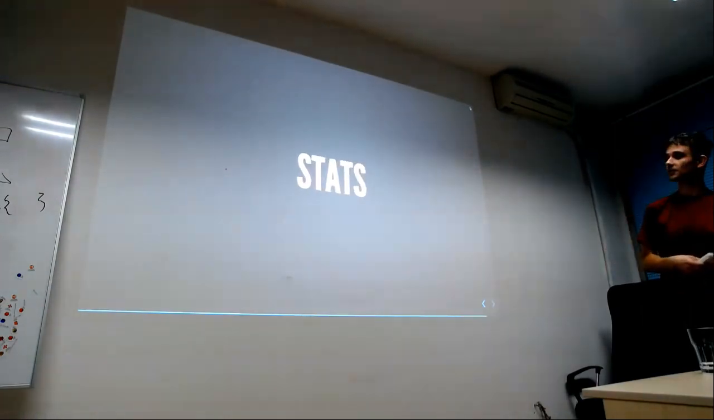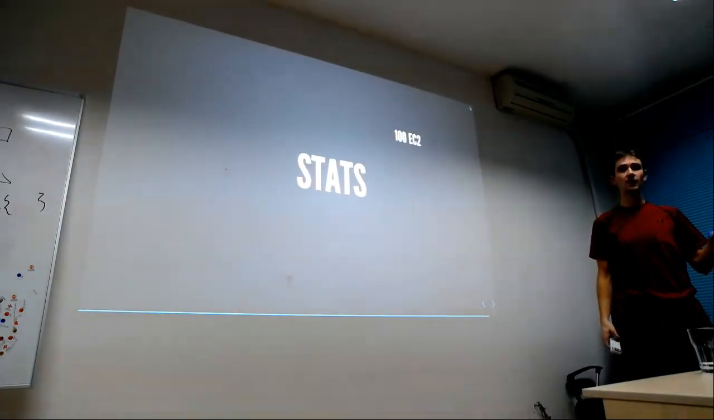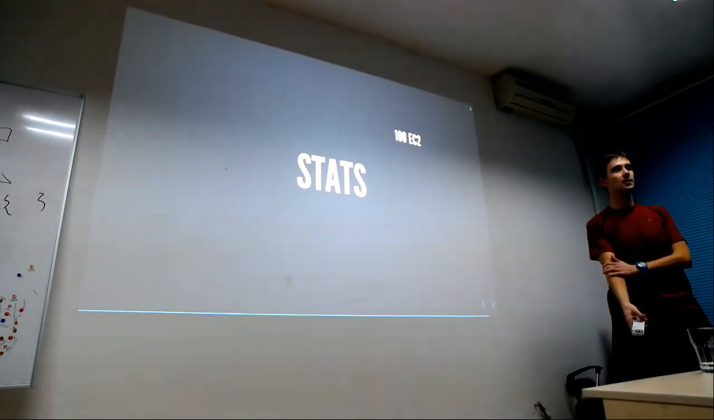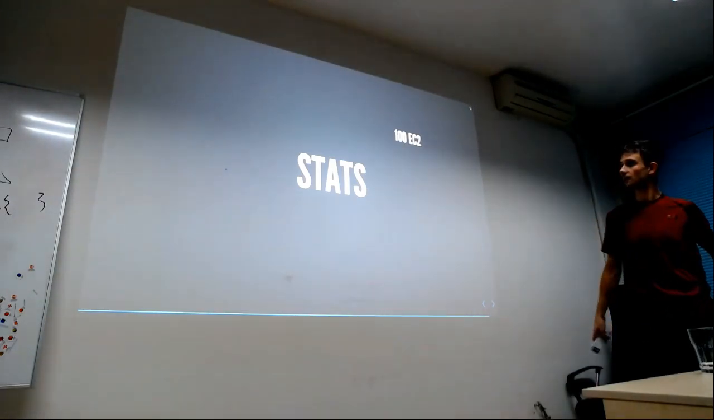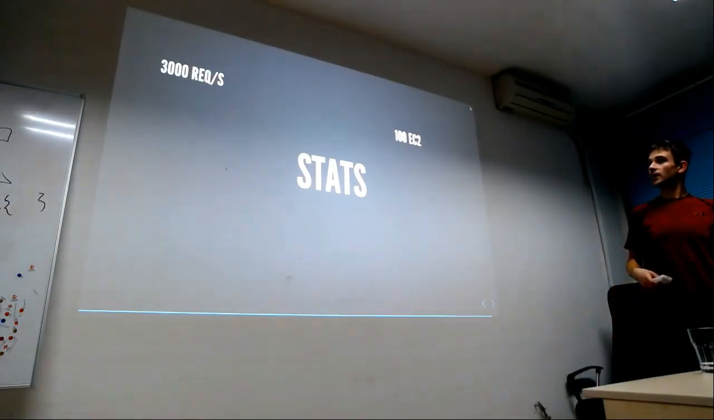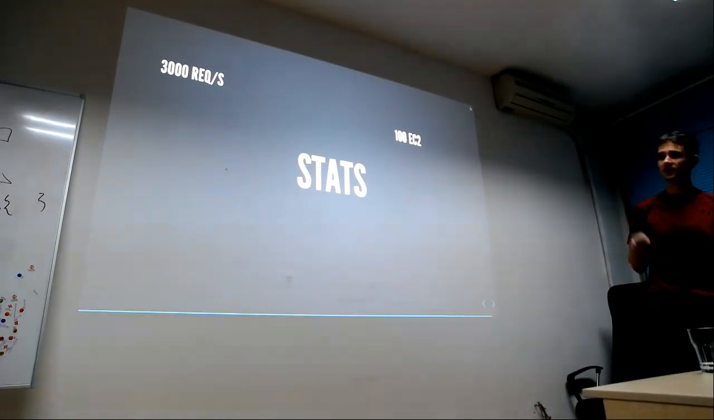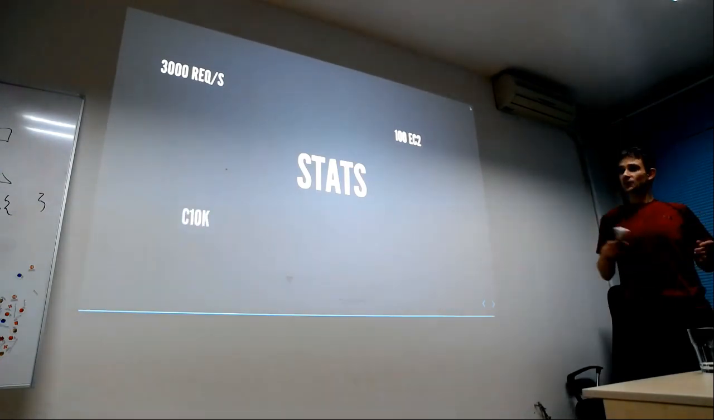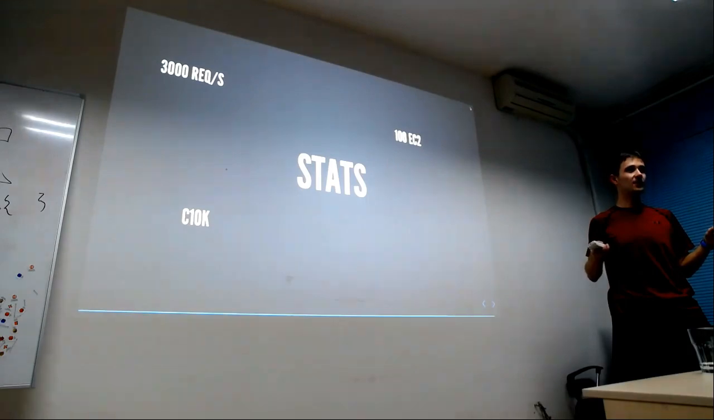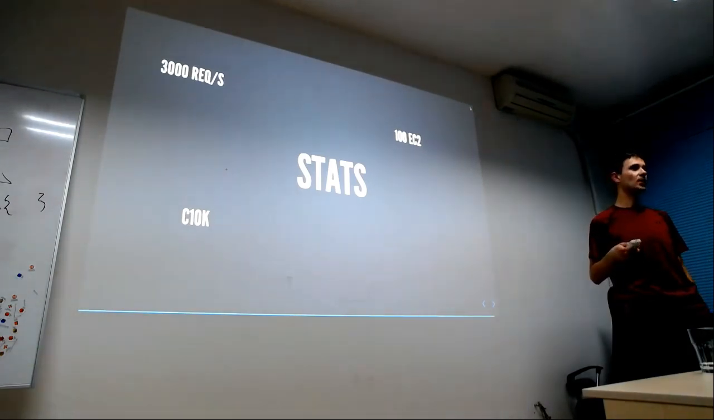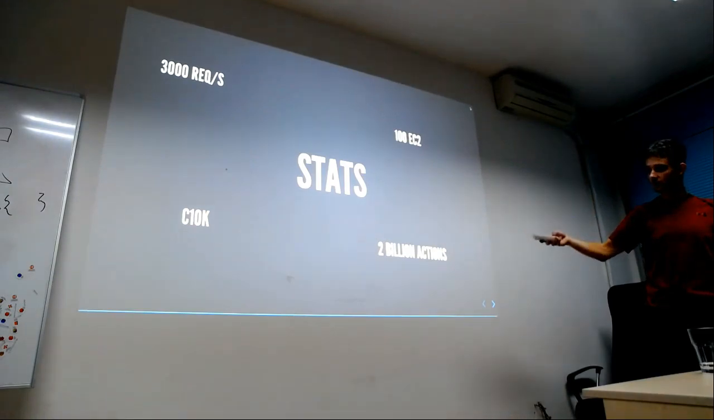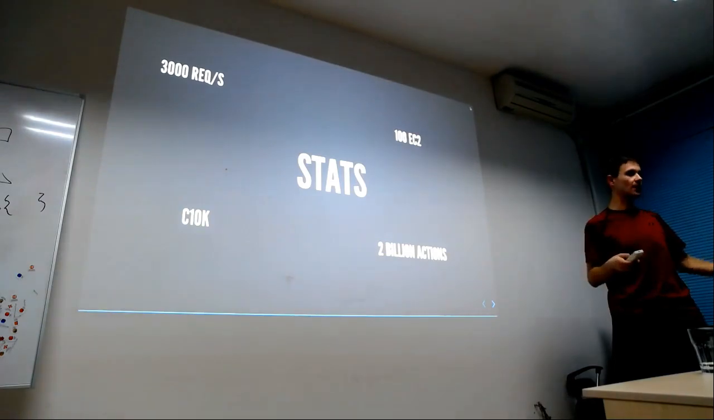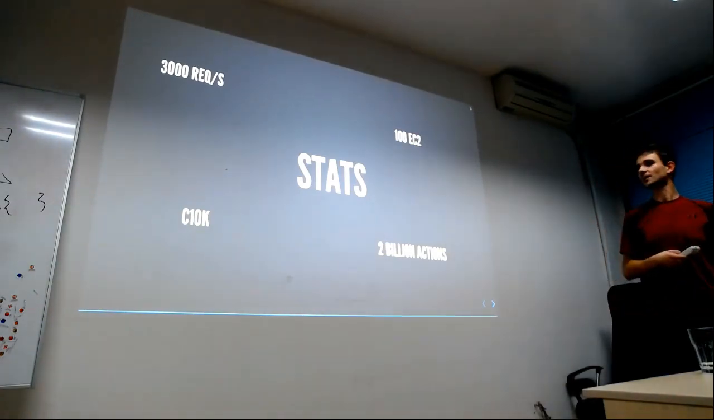So our current stack is around 100 EC2 instances on two regions. We have one region in Southeast Asia, and we have one region in the US. We have currently around 3,000 requests per second, which are requests that store the game data and stuff like that. We actually had to solve the C10K problem because we had 10,000 parallel connections from the clients at one point. And our log part, which I showed, we currently store around 2 billion actions which happened in the games in the last 10 days, something like that.